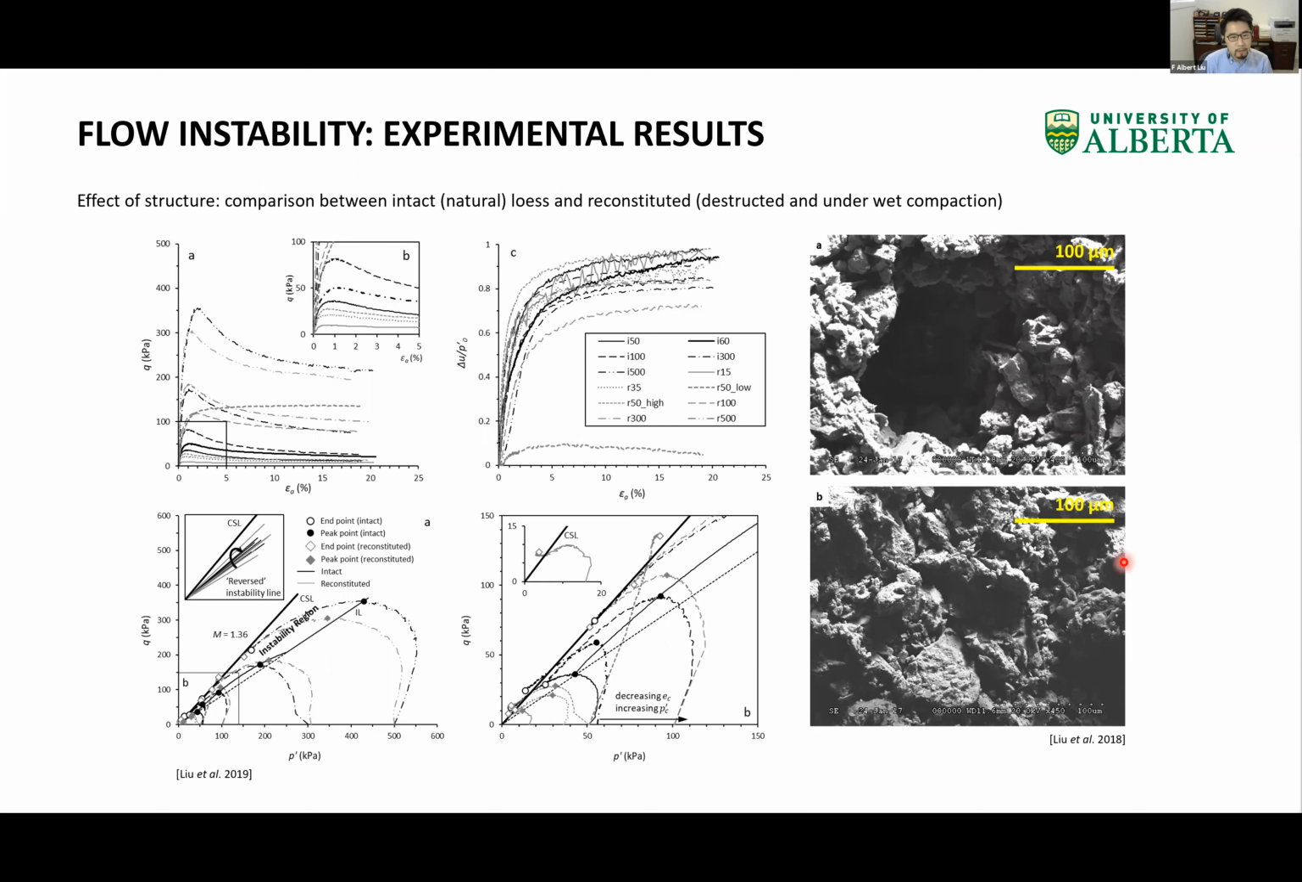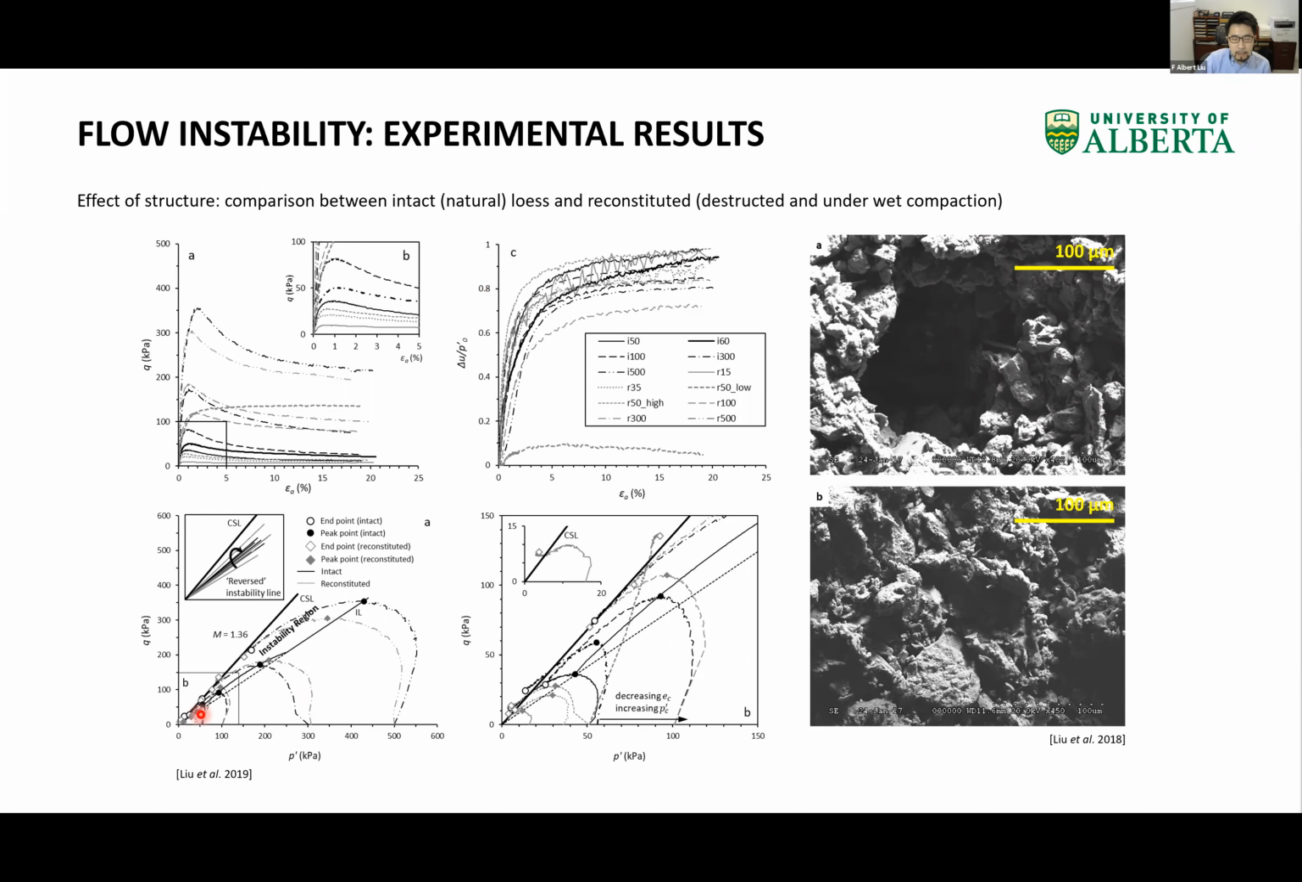And here we can see from this conventional triaxial test the results of the undrained shearing, and you can see a very intense strain softening and contractive behavior in these images. And you can see the development of high pore pressure and also this quick reduction of the post-peak strength for both intact and reconstituted states.